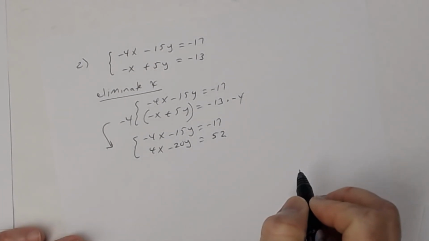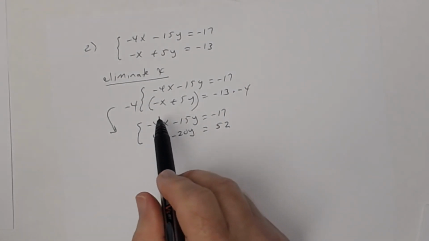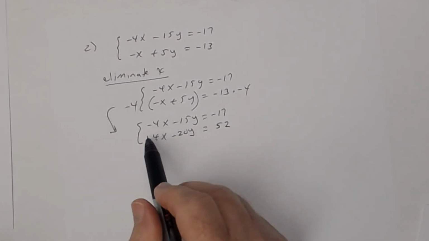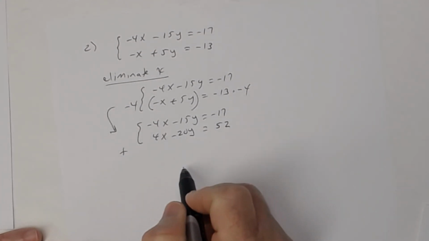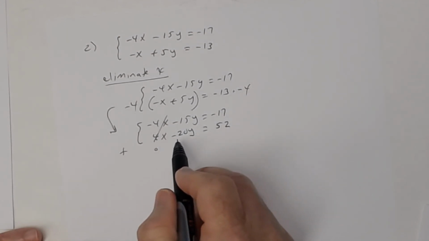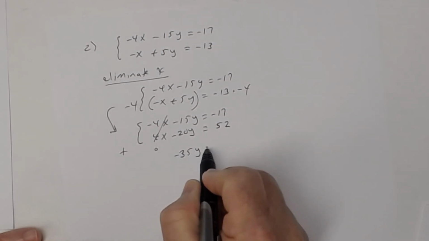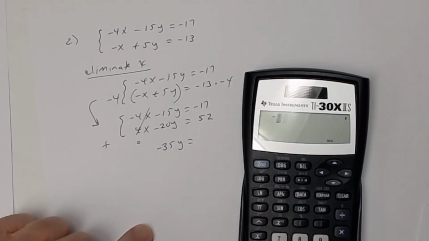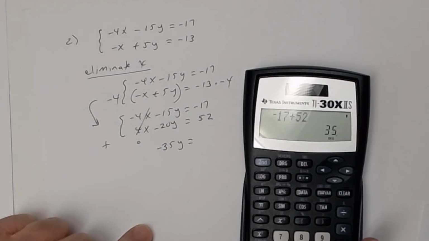All right, now at that point, if you're doing this correctly, either the x terms or the y terms are going to be opposites. And in this case, it was the x terms because that's what I wanted to eliminate. So now I'm going to add those two equations. Negative 4x plus 4x is 0. A negative 15y and a negative 20y is a negative 35y equals, and if you have to use your calculator, use your calculator. A negative 17 plus 52 equals a positive 35, right?